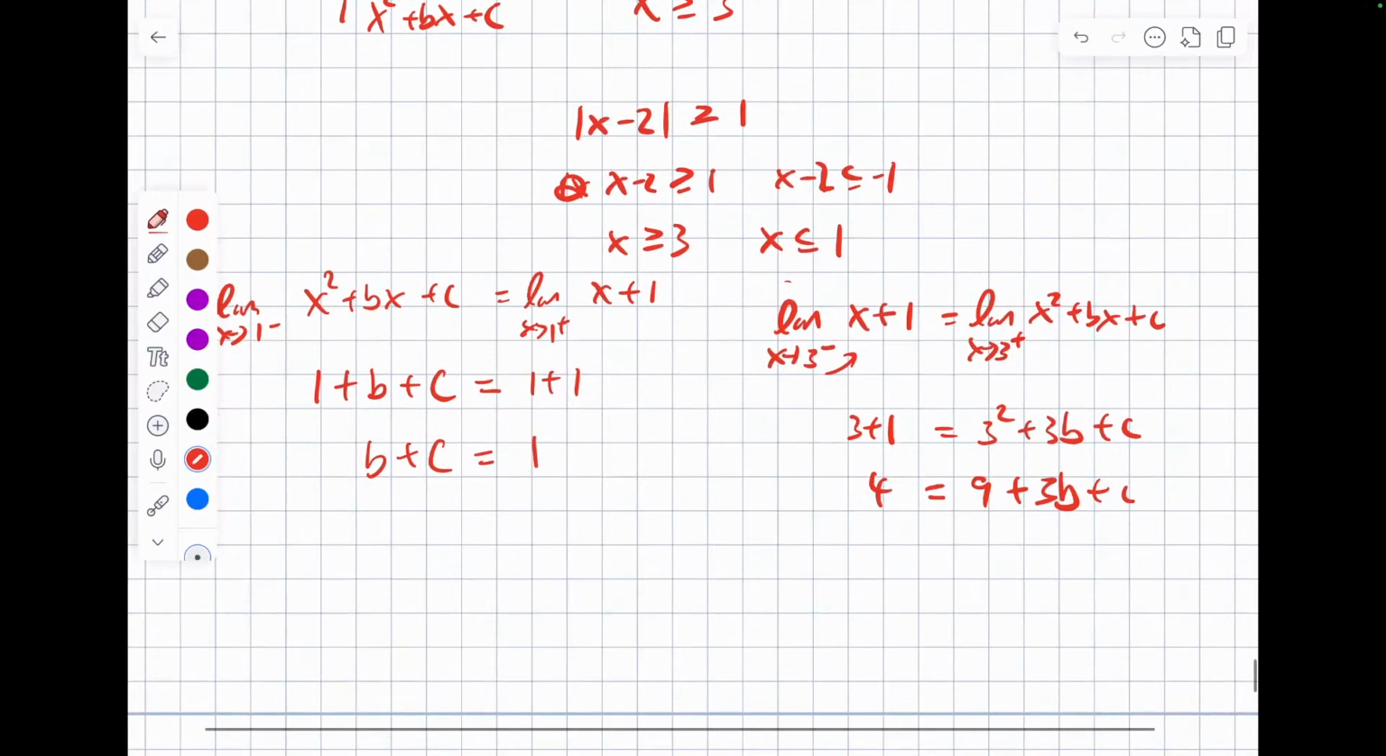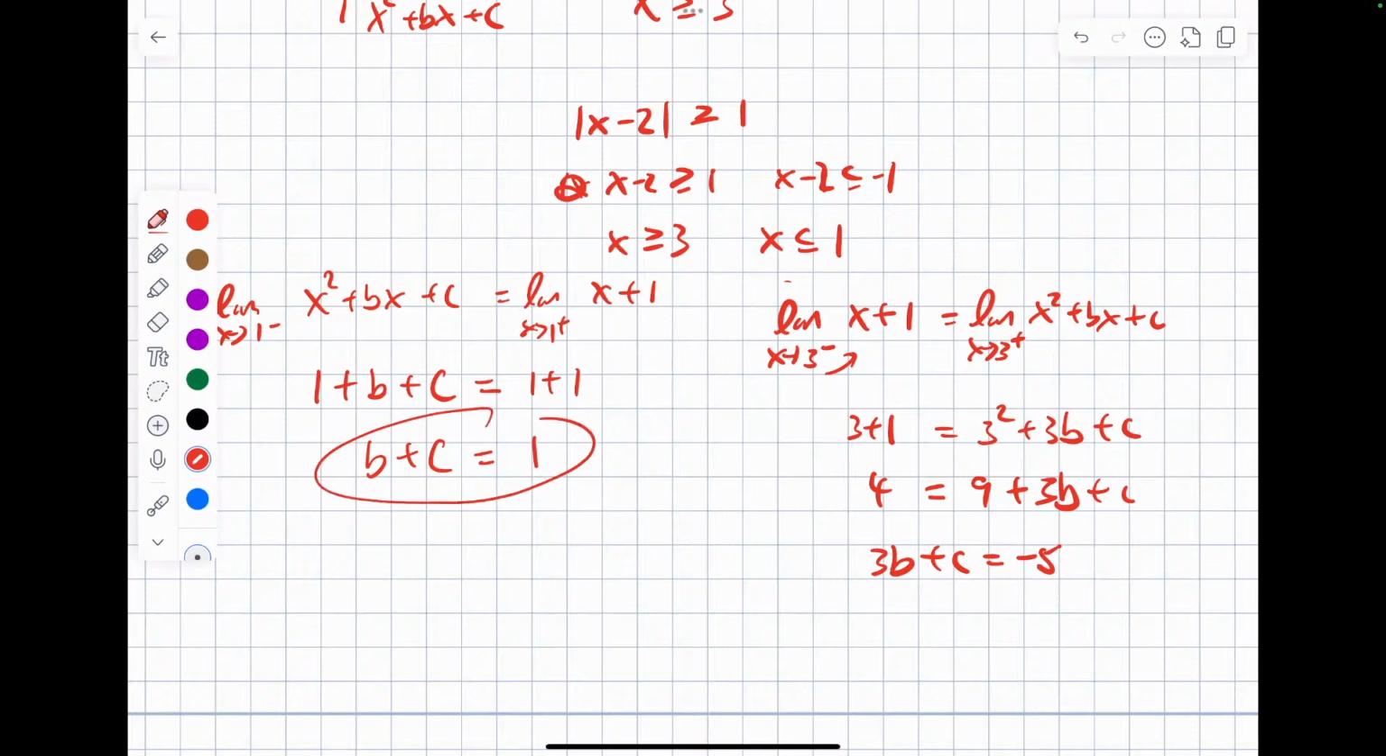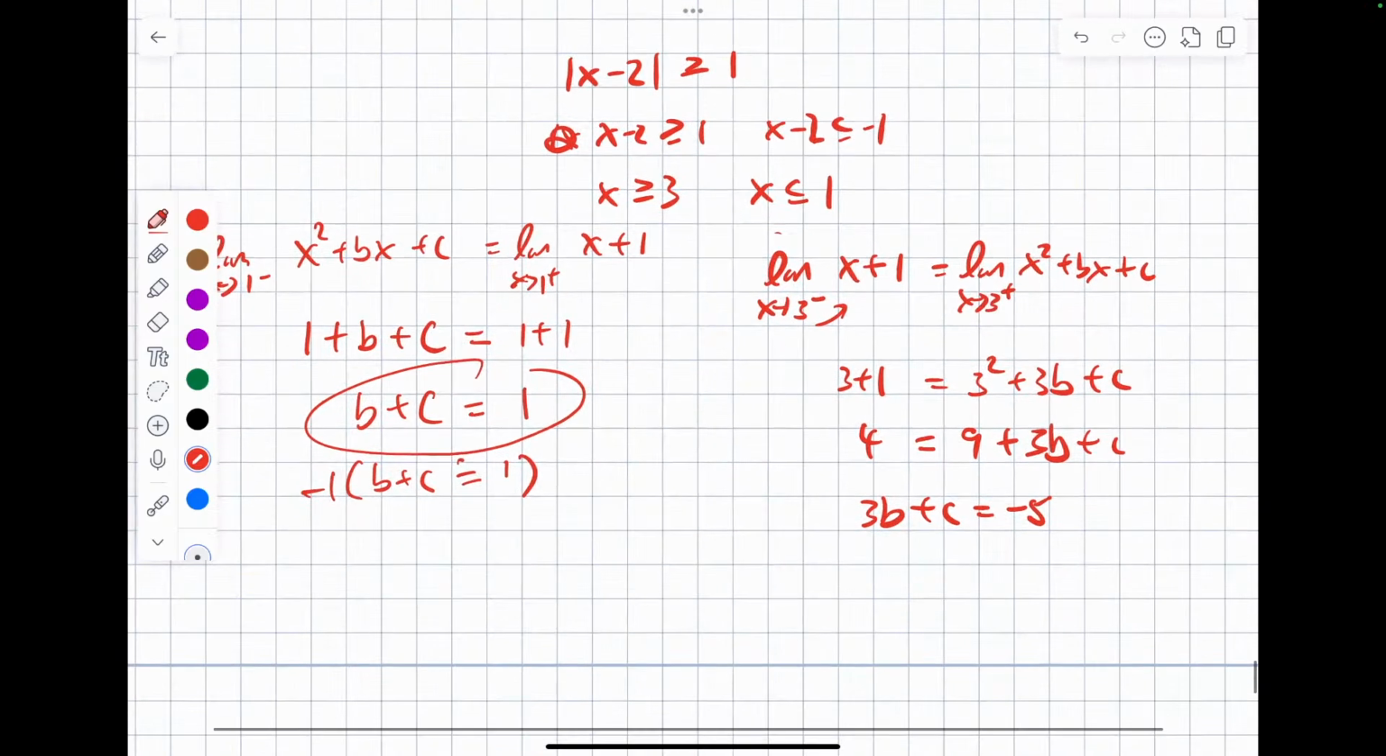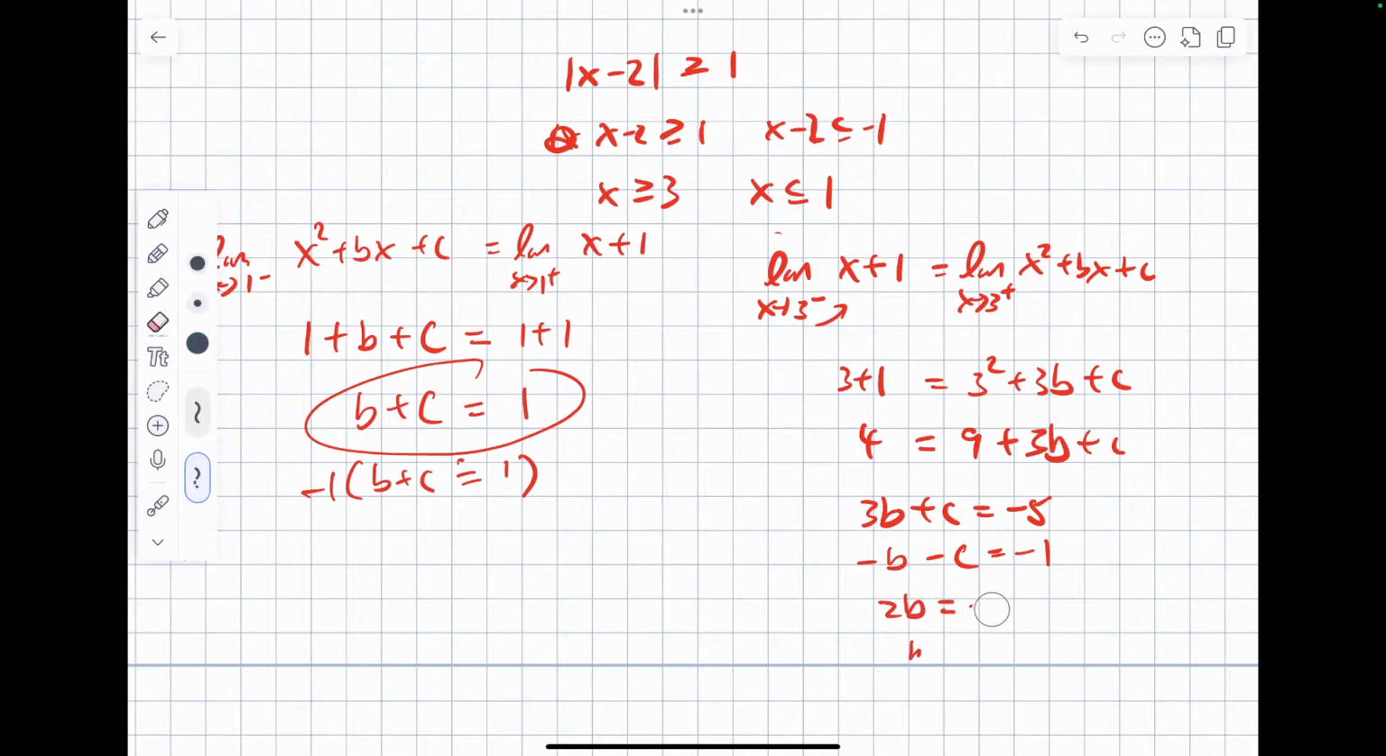So I can solve for this: 3b plus c is equal to -5, right? I subtract 9 on both sides. Can I multiply this by -1? Is that okay? So if I do that, I'm going to get -b minus c equal to -1. So 2b is equal to -3... 2b is equal to -6. I can add. And b is equal to -3. I find my b.